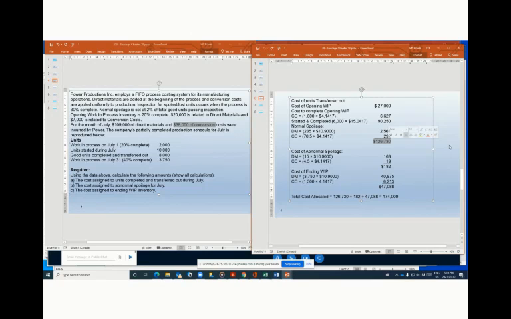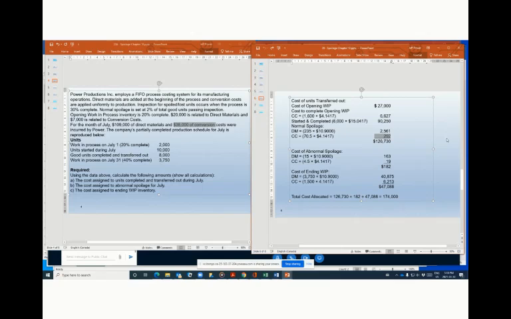But those 235 units of normal spoilage cost me this and this, but we include them in the cost of good units transferred out. So I would charge finished goods inventory the value of all of the first 8,000 units, plus I'm charging the inventory the cost of those 235 normally spoiled units.